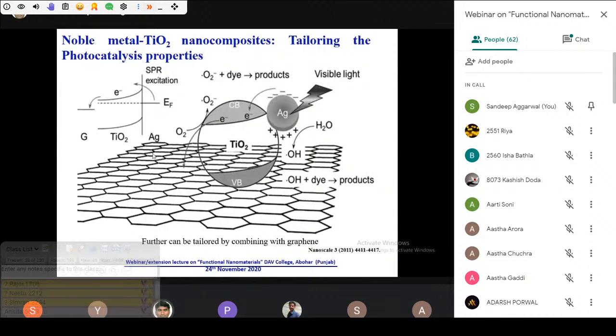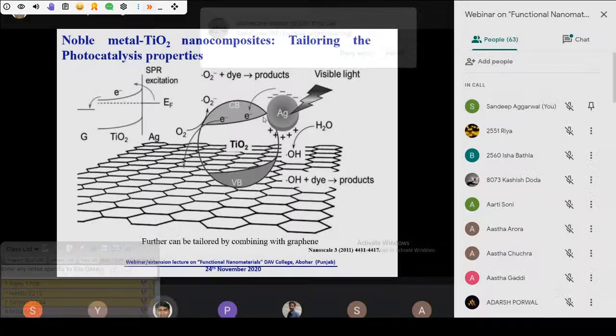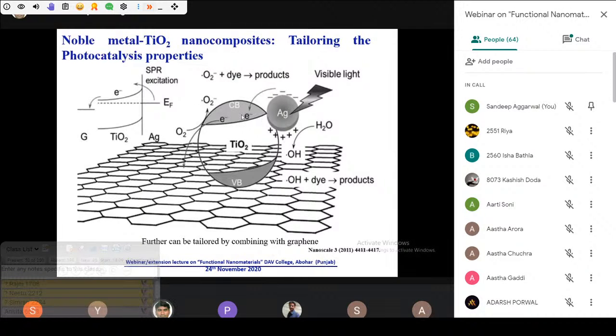In the same way, if we use graphene, if you remember when we were discussing graphene, I told you graphene is one of the best materials for electronic purposes. So if we have TiO2, we have noble metal, and we also add graphene, then what will happen? Graphene shows excellent transport properties. So what will happen again to the electrons available for photocatalysis? The graphene will transport the electrons and will not let them recombine with the holes.